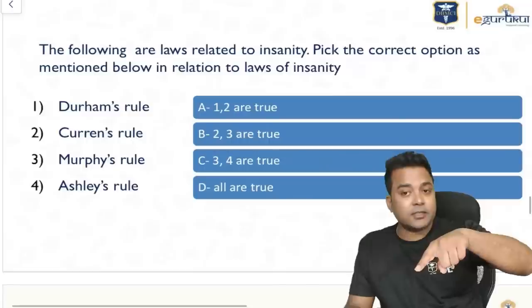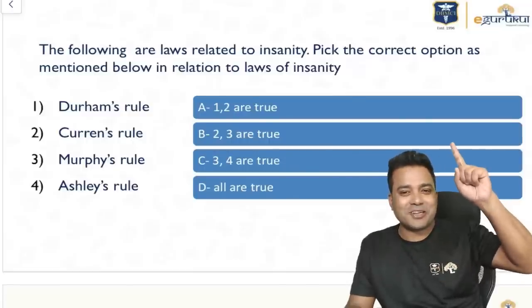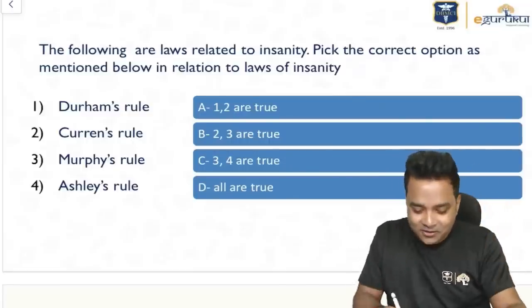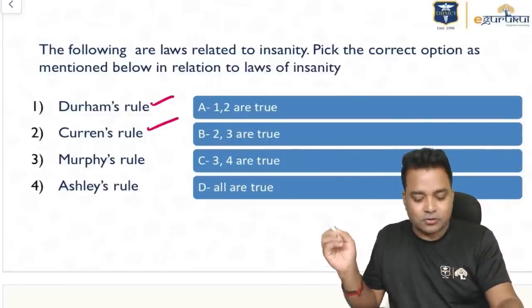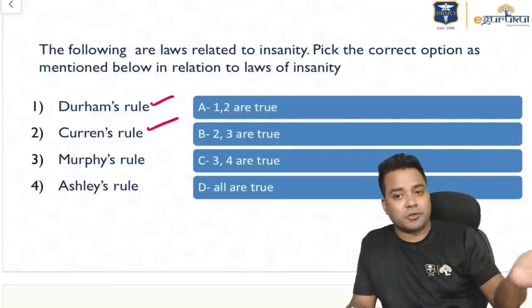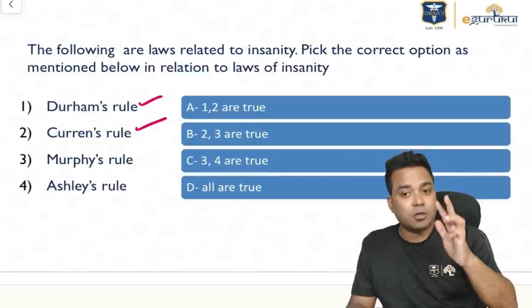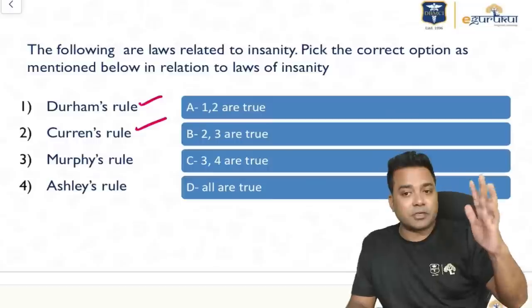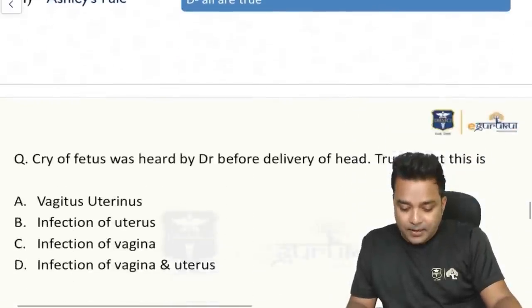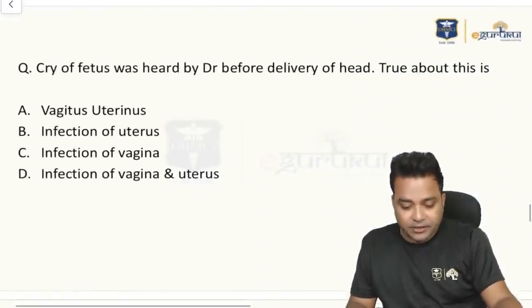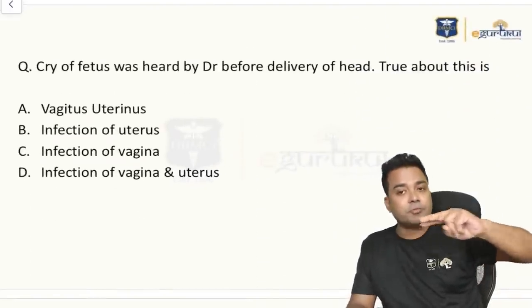See, this insanity question has come again, which we covered earlier. It was an old question, so Durham and Currens are the rules. Almost the same repeat, ditto repeat. Seeing the importance of covering PYQs, all the subjects will be covered one by one, so that you take maximum benefit. Cry of the fetus was heard when the delivery was being done.